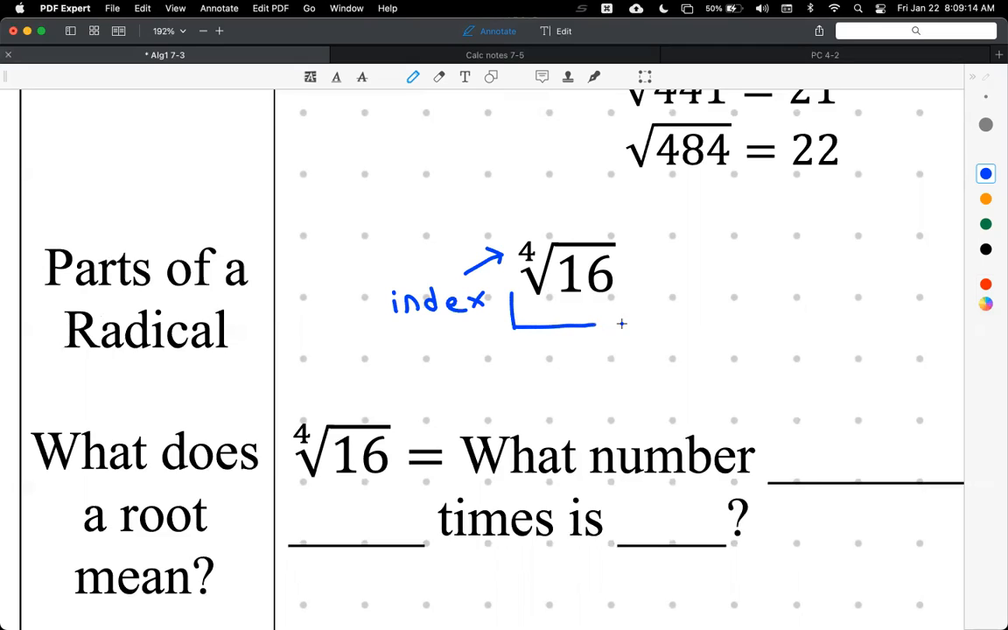And this entire thing, by the way, if I'm referring to the 4th root of 16, I call this whole thing a radical. Radical, man, right? Go back to the 80s, the 70s, I don't know. Dude, I can't write. Radical.